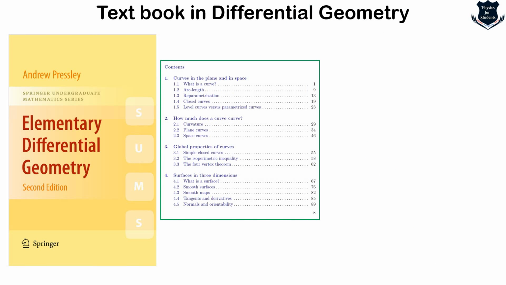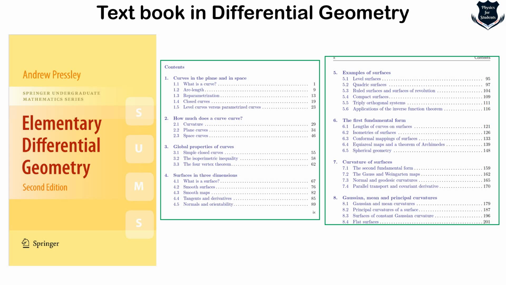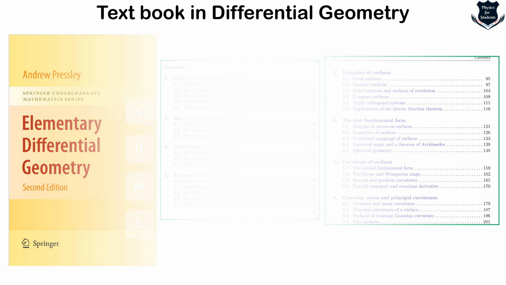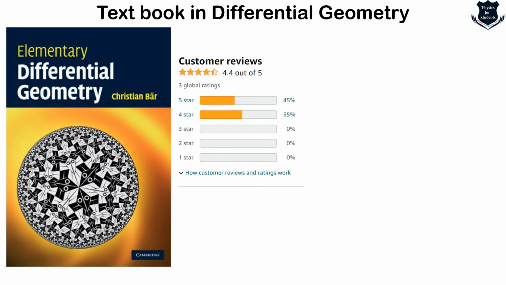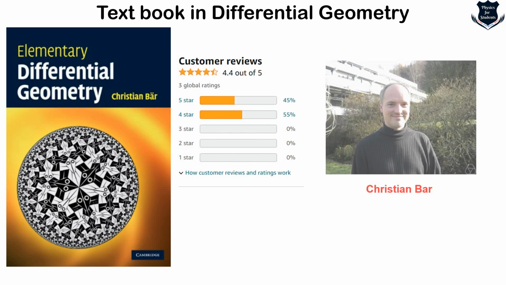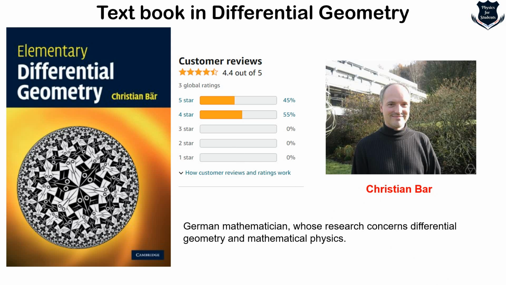And this is quite a glimpse of what it contains. It again starts from curves, global properties of curves, examples of surfaces, curvatures of surfaces, and so on. The second book which I would like to recommend is Christian Bär's Elementary Differential Geometry. Although the rating is not good enough, I have read it personally. It is quite a good book.